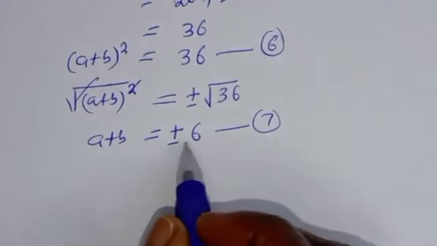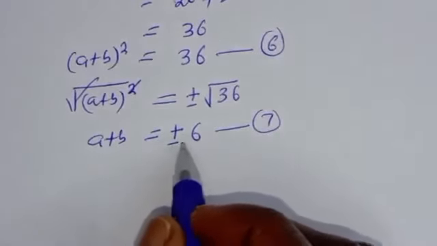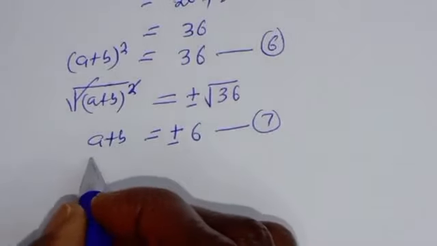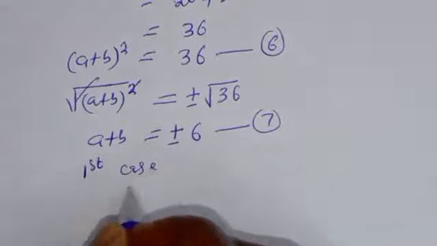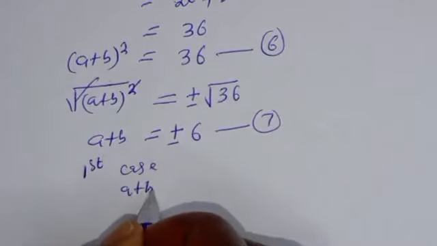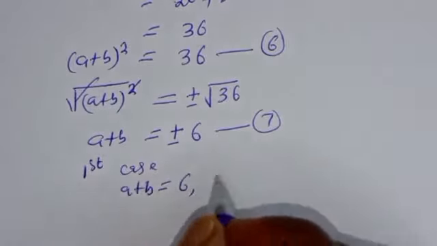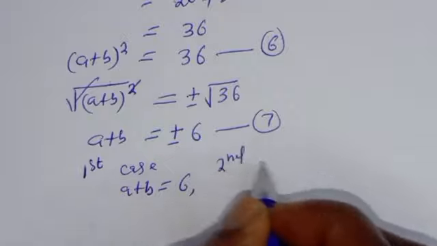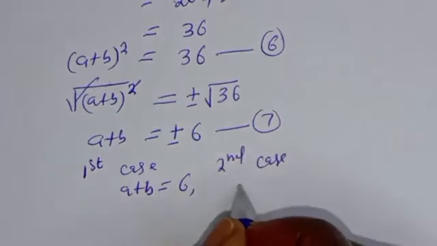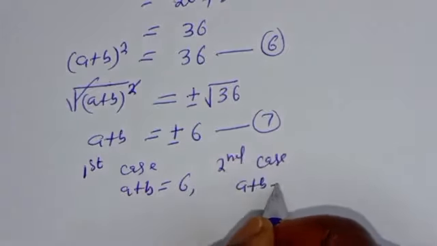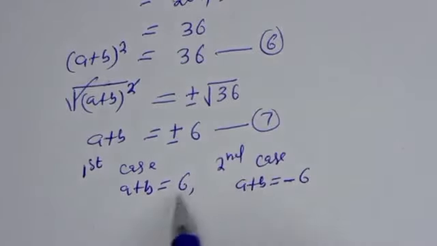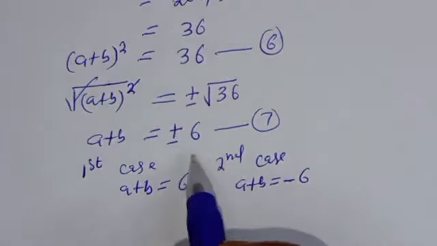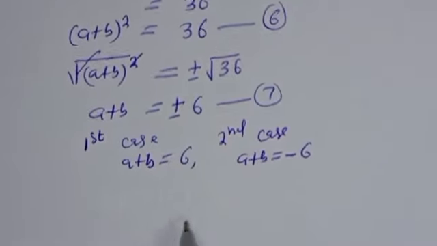Now from here we can see that equation 7 has plus or minus, which is two cases. The first case is a plus b is equal to 6, and the second case is a plus b is equal to minus 6. We can now solve equation 7 and equation 1 simultaneously.